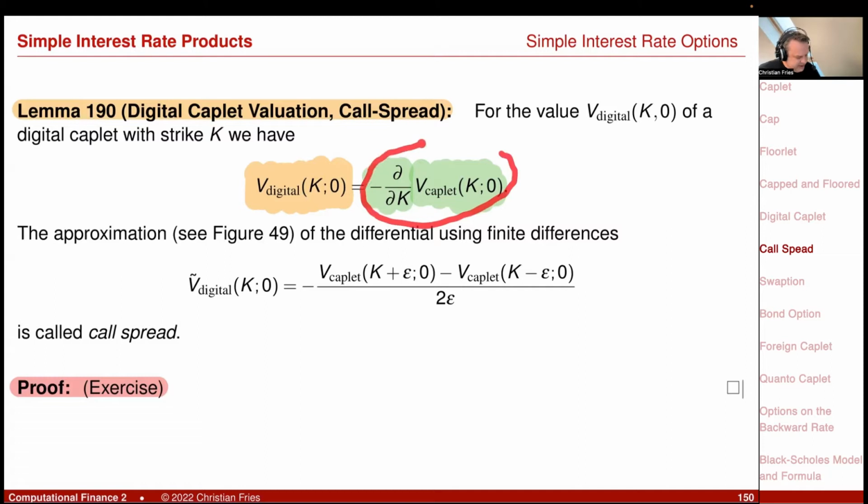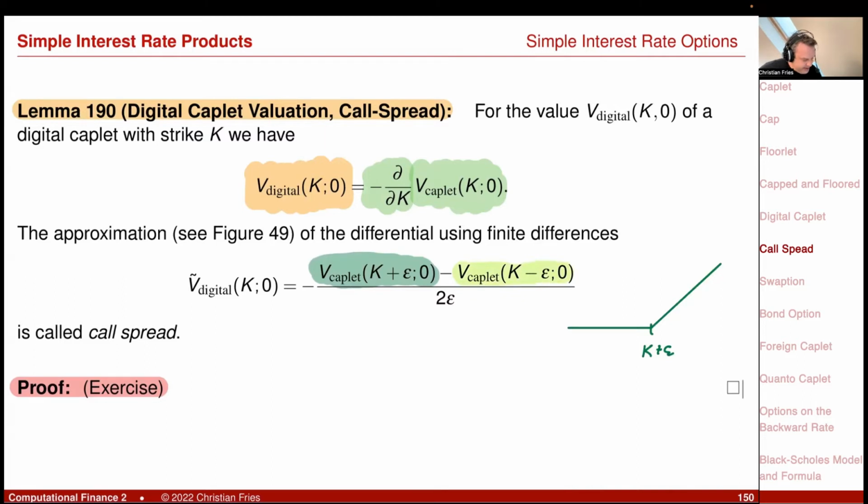What's nice is that you can approximate the derivative by a finite difference. We have a numerical method, discussed how you approximate numerically the partial derivative. So I can approximate this by valuing a caplet with a strike that is slightly shifted up. So maybe this here is the caplet at the strike K plus epsilon. And then I take another caplet with a strike that is slightly shifted down. So maybe this here is now another caplet.